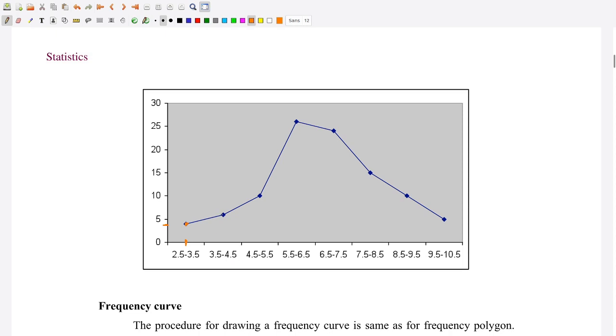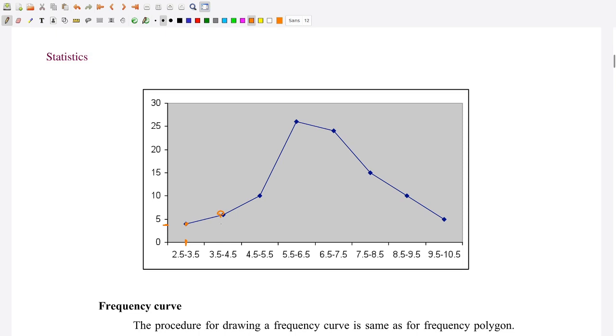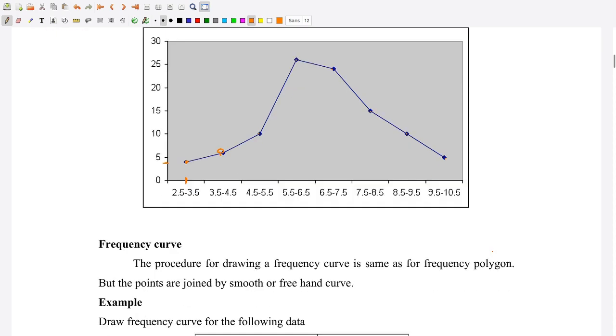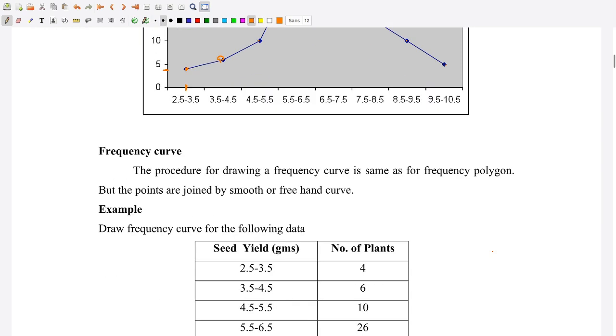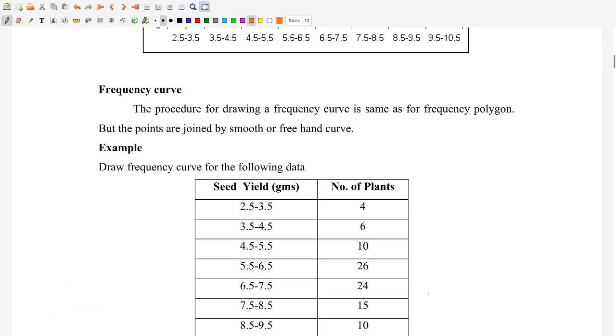Similarly you draw these for the next class. For this class the midpoint would be 4 and its frequency is given to be 6. So we draw this point, then this point, and so on up to the last point. Then we join all these points, and that is our frequency curve. It is as simple as that. You can draw this curvy line, and this will give you your frequency curve.